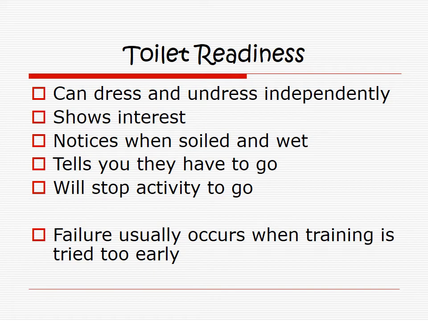Signs of toilet readiness is that a child can dress or undress themselves independently or with just a little bit of help, that they're showing interest, that they like books and movies about potty training, that they are interested in picking out a potty seat in big kid underwear, that they notice when they're soiled or wet, that they try and hide while they're voiding, or they tell you that they're soiled or wet, that they tell you that they have to go. So they might wake up and say, I have to pee or I have to poop, and that they will actually stop doing an activity to go to the bathroom. Failure usually occurs when training is tried too early, or if the child really doesn't have these signs of toilet readiness.